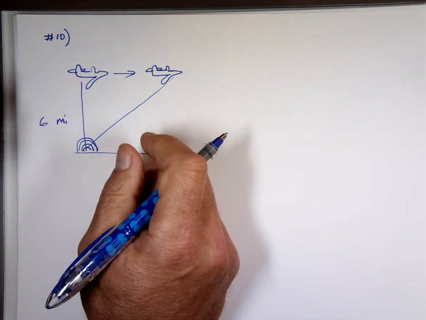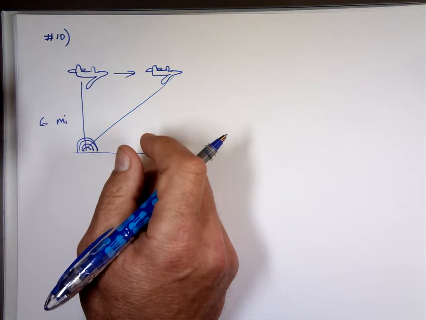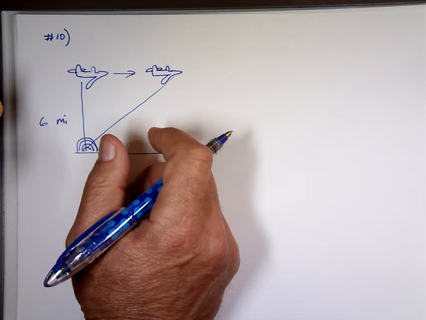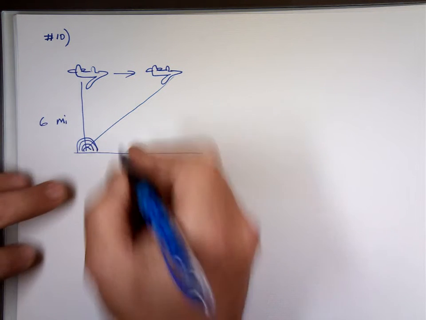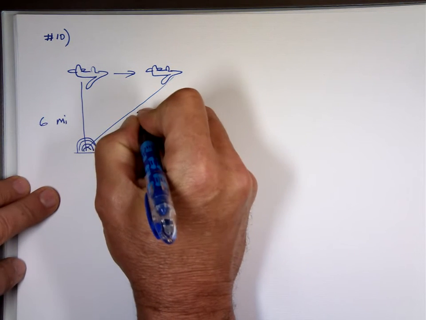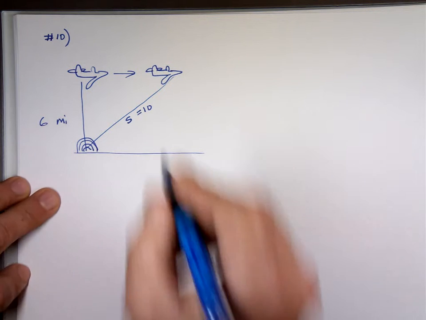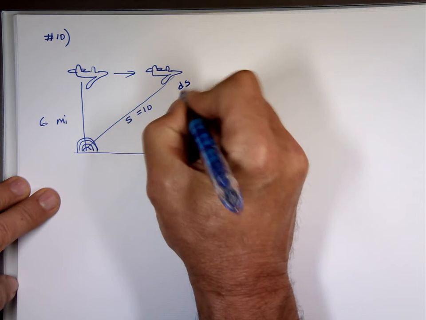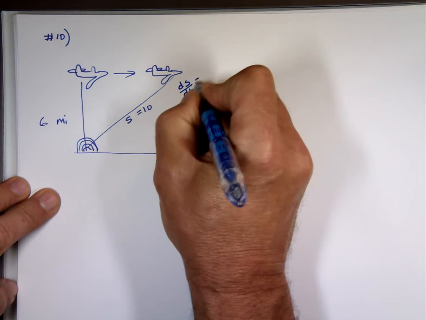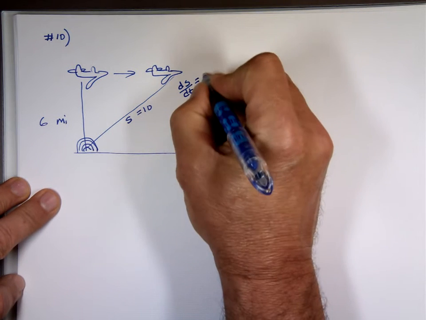When the airplane is 10 miles away, S equals 10. This is S. When S is 10 miles, the radar detects that the distance S is changing at the rate of 210 miles per hour. So ds/dt equals 210. That's increasing, in miles per hour.